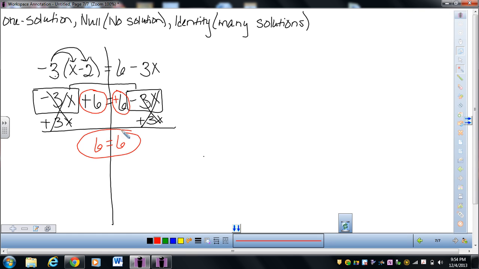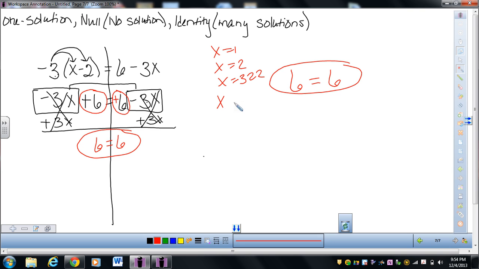And remember what we said, anytime that you have anything that equals itself, that means that it's an identity, which no matter what we stick in for x could equal 1, x could equal 2, x could equal 322, x could equal -322. No matter what we put in for x, it's always going to end up working itself out. So that means that we have an identity here, which means that we have many, many solutions, as many numbers as you can come up with.